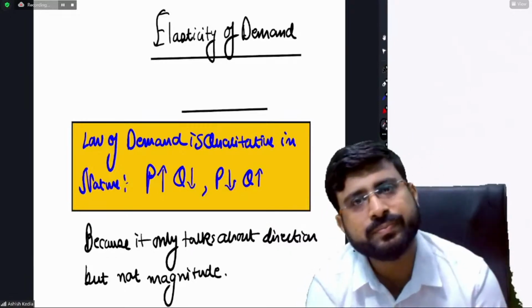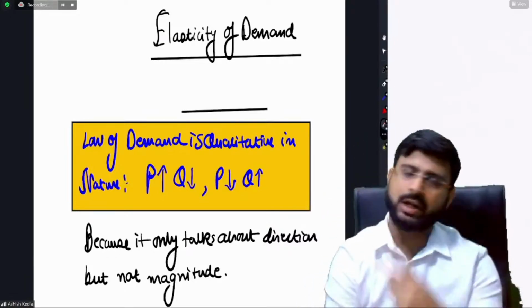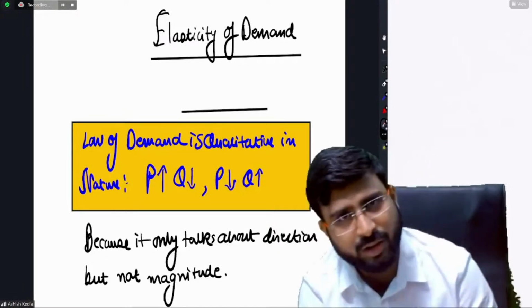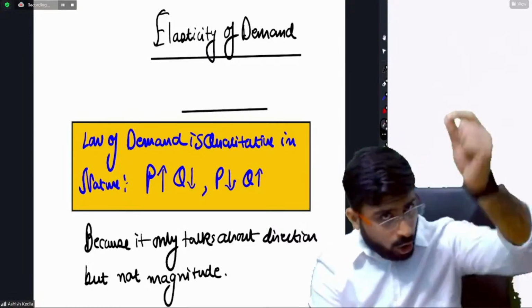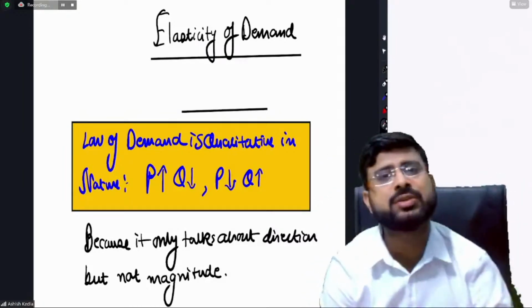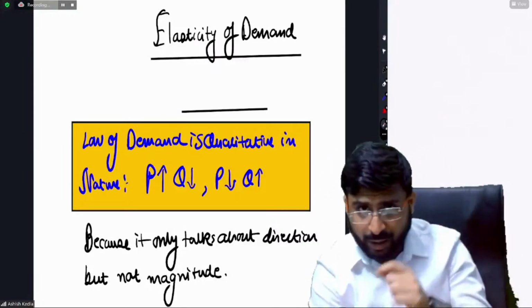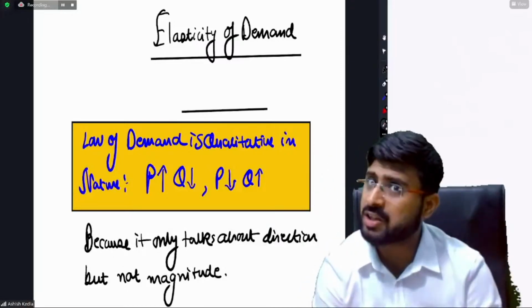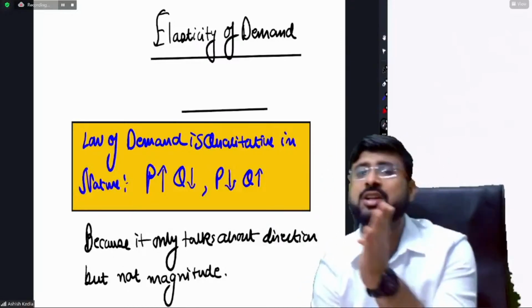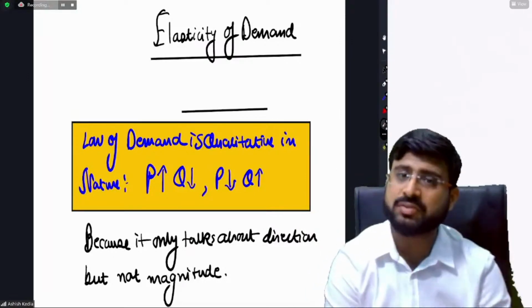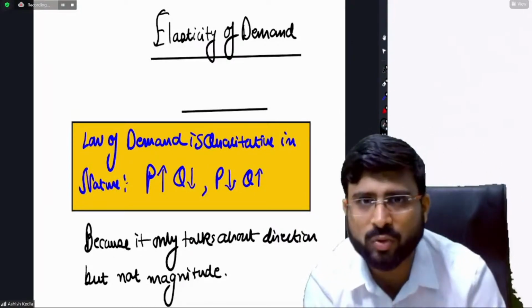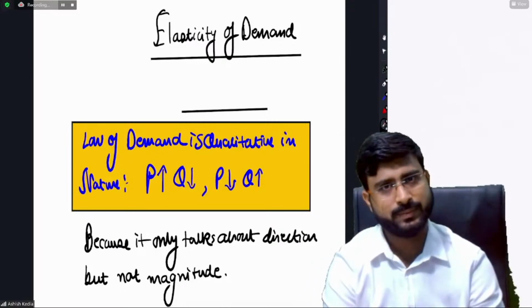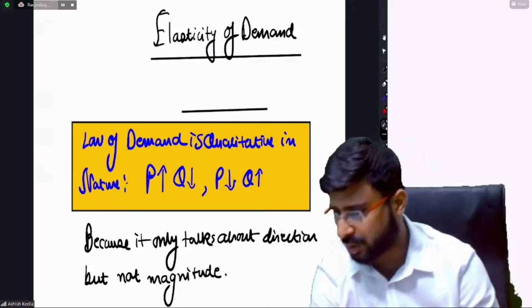Number two, in movement, there are two types, expansion and contraction. In shift, there are two types, increase and decrease. In expansion, along the same demand curve, we move downwards. In contraction, along the same demand curve, we move upwards. But in case of increase, the demand curve will shift to right. And in case of decrease, the demand curve will shift to left. This is what is going to take place. I hope it's clear now.